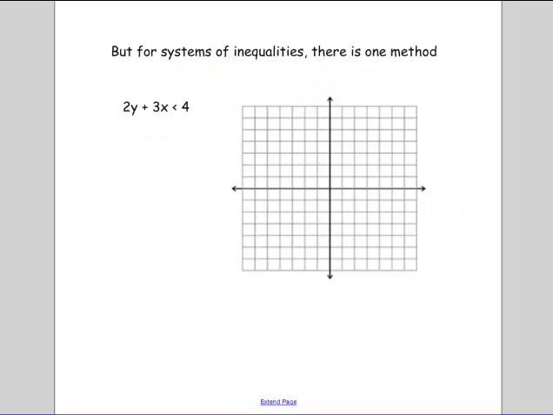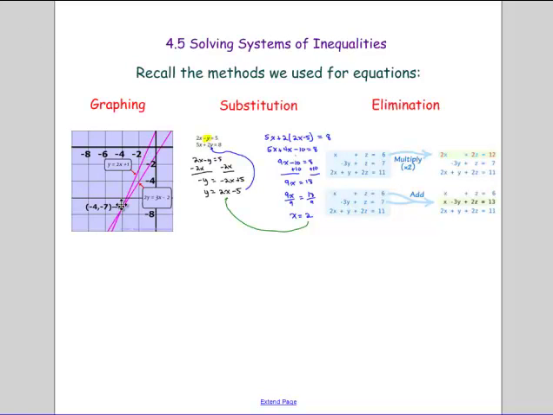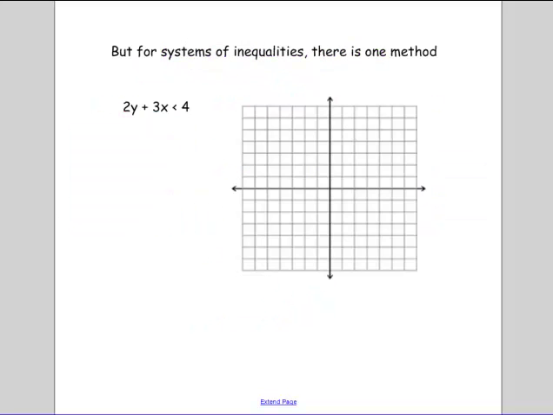Well, that's actually going to change for systems of inequality. There's one method, and as you can guess from the graph here, we're going to solve it by graphing. And why is that? I'm going to show you in just a second, but remember that when we solve systems of equations, the answer was a point of intersection. Sometimes it was 2 points of intersection, like if you had a parabola and a line that intersected at 2 points, there were two unique solutions to that system. But for something like this, there's going to be multiple, and I'm going to show you.